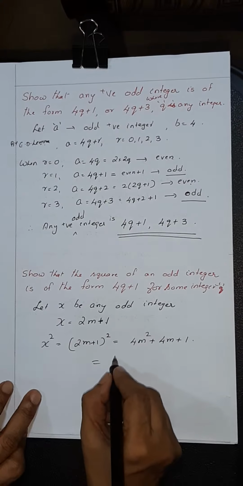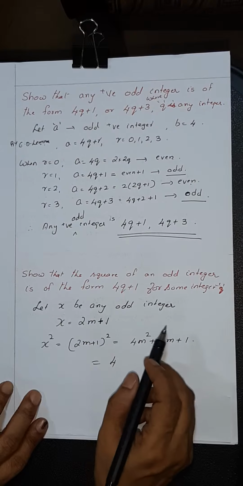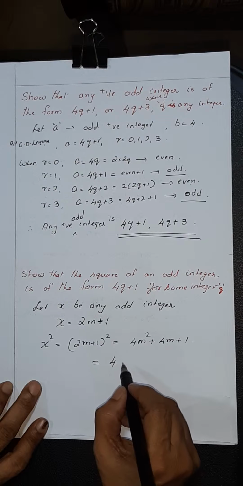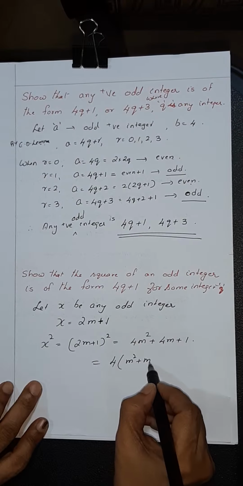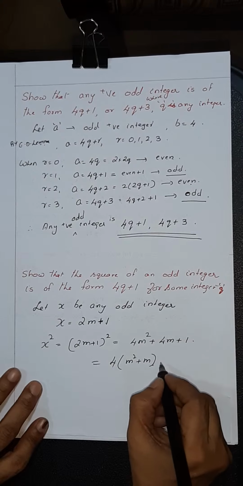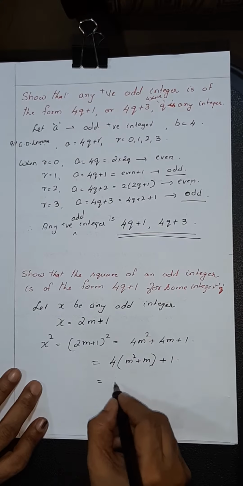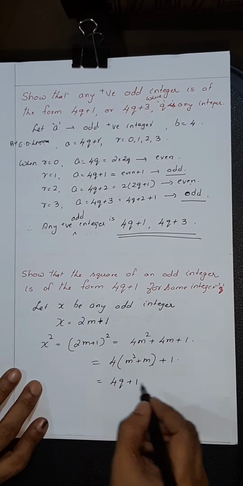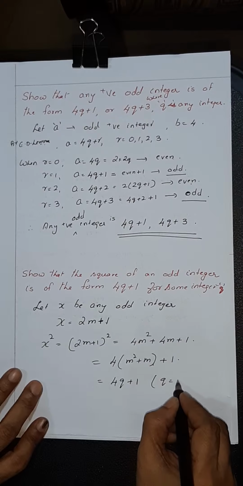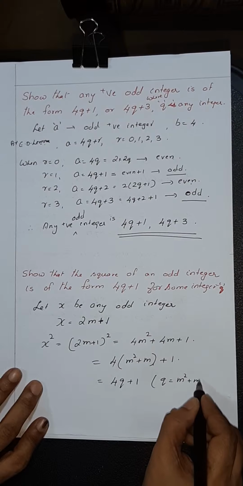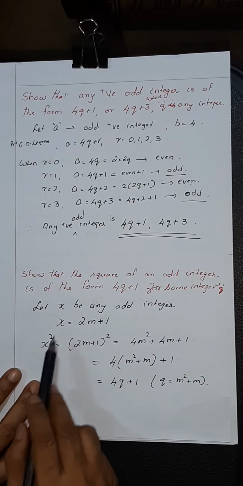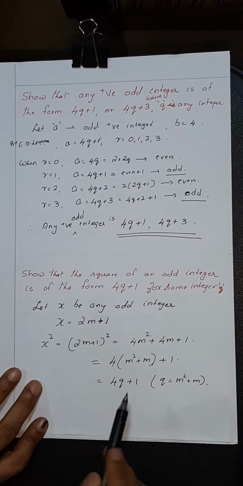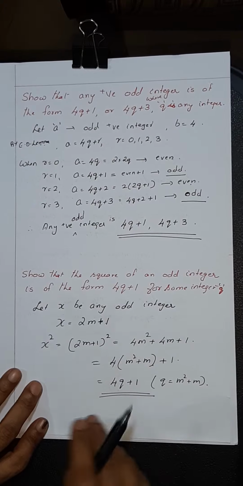So this is equal to 4 into m squared plus m, plus 1. So this is equal to 4q plus 1, where q is equal to m squared plus m. So you got the square of the odd integer x is of the format 4q plus 1.